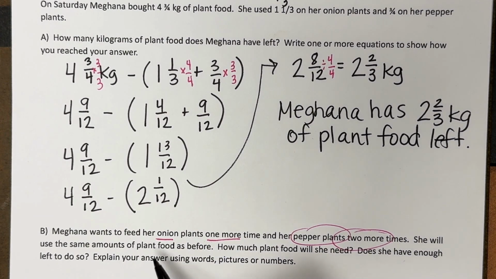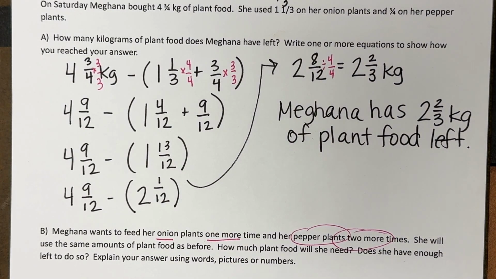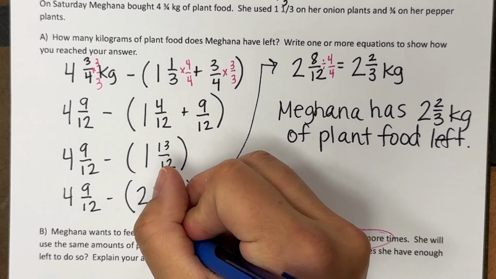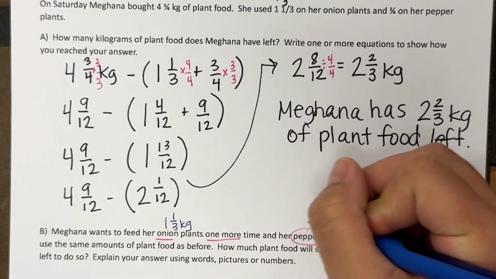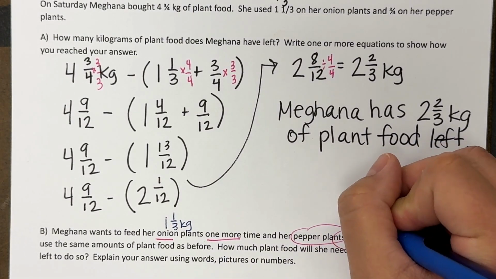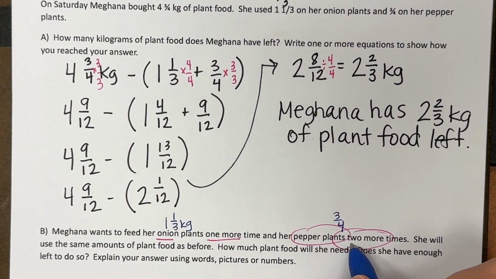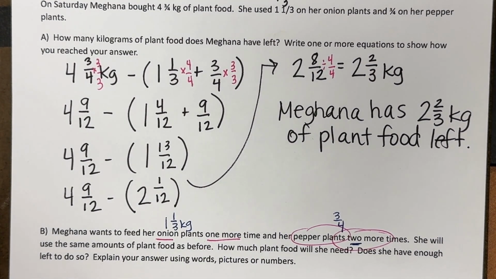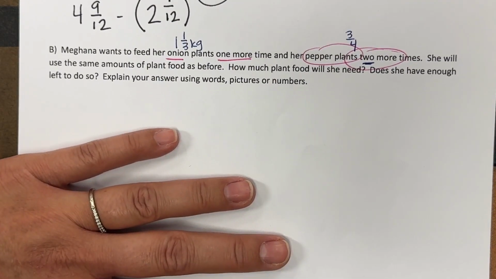Okay, so you can even write that here. So the onion plant, I think I'll write it in a different color. So the onion plant is 1 1/3, and the pepper plants are 3/4. Now, it says 2 more times. Okay, so keep that in mind. We're gonna have to do a little bit of math there. Hopefully you can see all of this. Let me scoop this up. All right, cool.